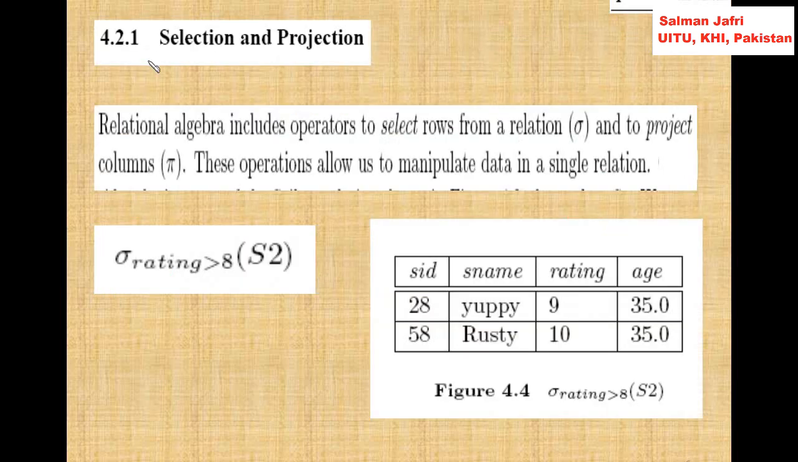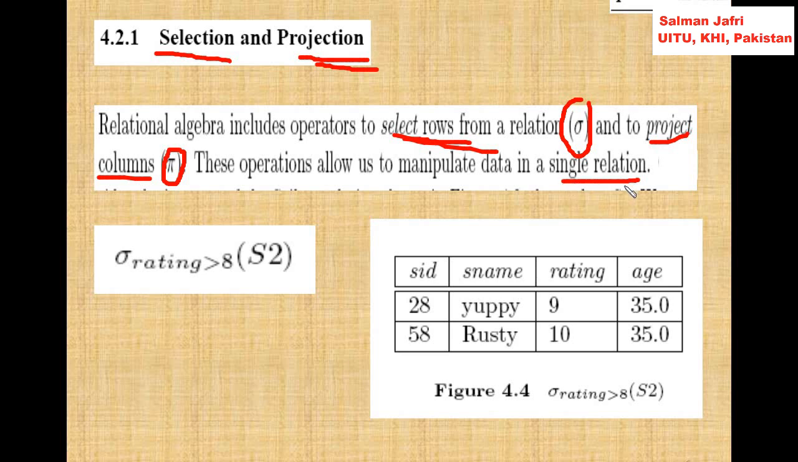So we start with the basic operators, selection and projection. Relational algebra includes operators to select rows from a relation, which is denoted by sigma, and to project columns, which is represented by pi. These operators allow us to manipulate data in a single relation. Selection is the select operator that we use, and pi is for the columns that we project or want in the answer.